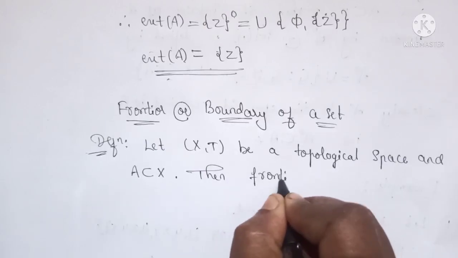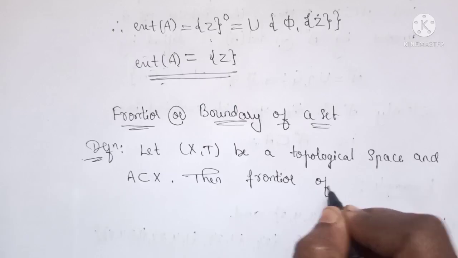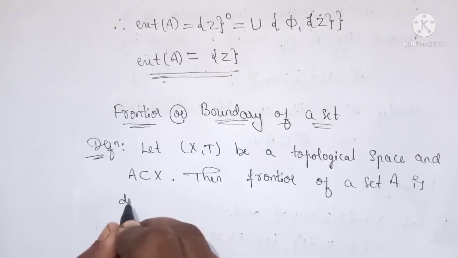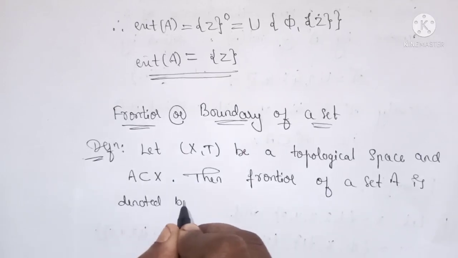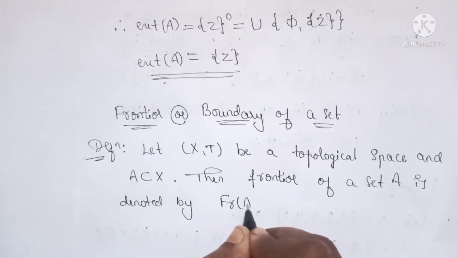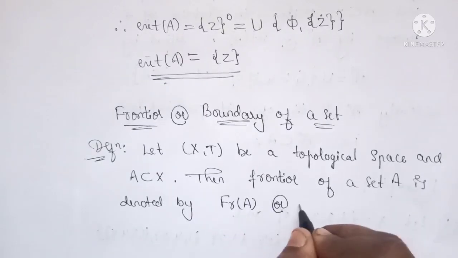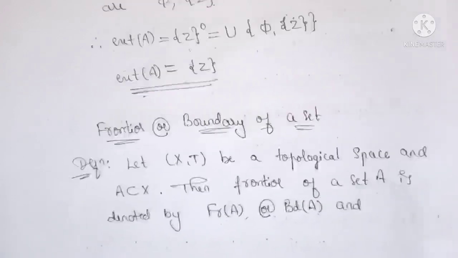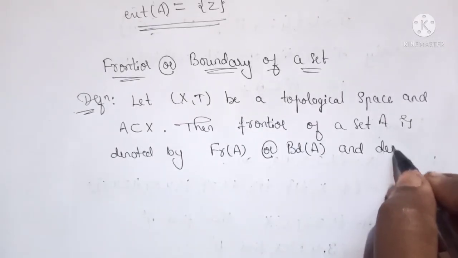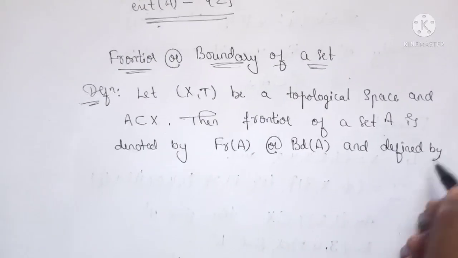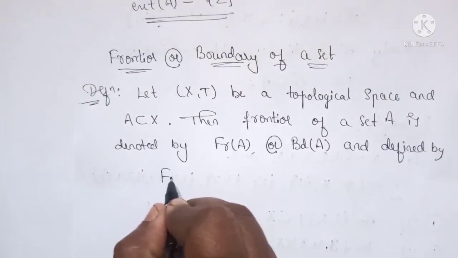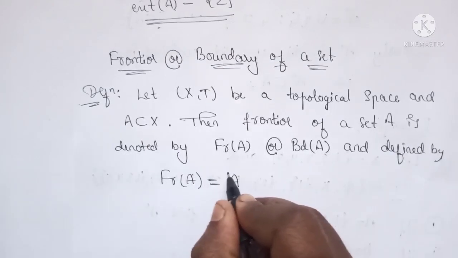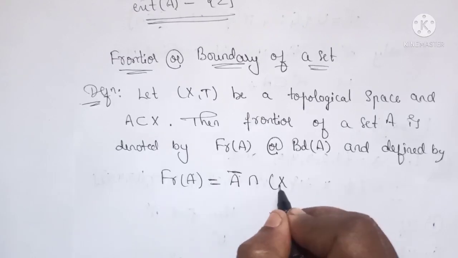the frontier of a set A is denoted by Fr(A), or it is also denoted by boundary of A, and is defined by: frontier of A is equal to A closure intersection (X minus A) closure.